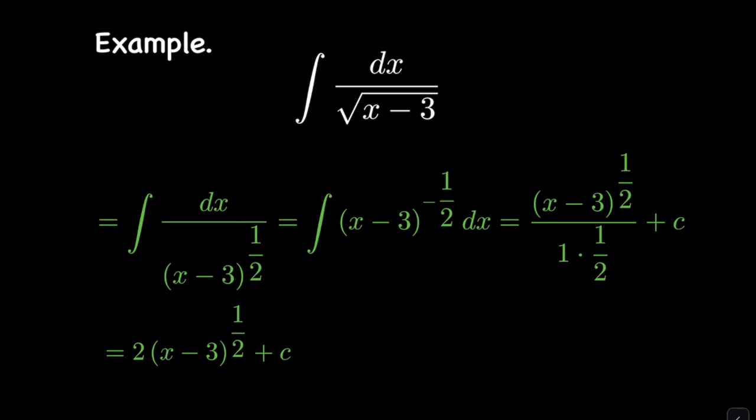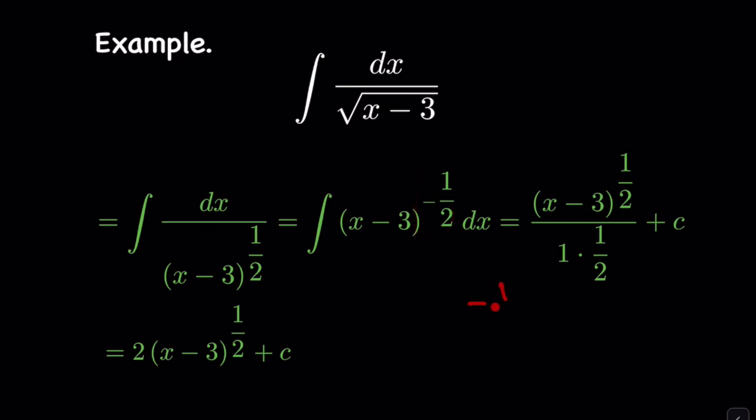In this example, I want to integrate 1 over square root of x minus 3. Every time that you see a radical when integrating functions, it's a good idea to write it as a fractional power. So I can write this as x minus 3 to the power 1/2. And then this is 1 divided by x minus 3 to the power 1/2, and I can write it as x minus 3 to the power negative 1/2. And now I can apply the power rule to find an antiderivative.